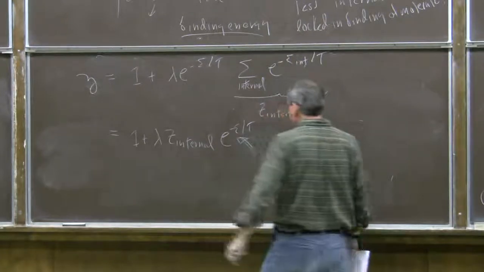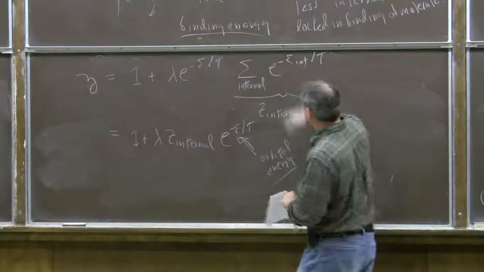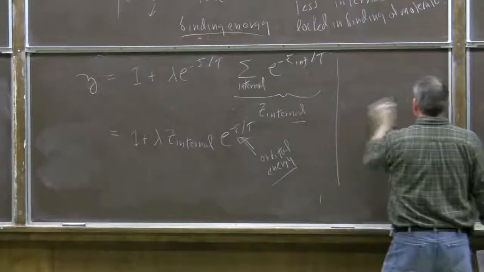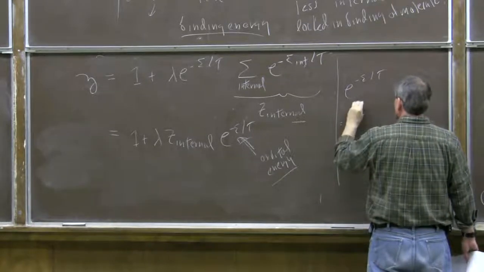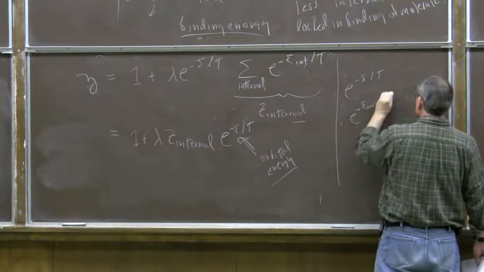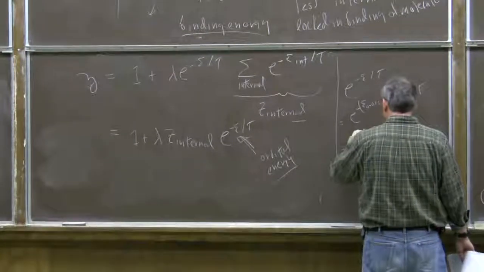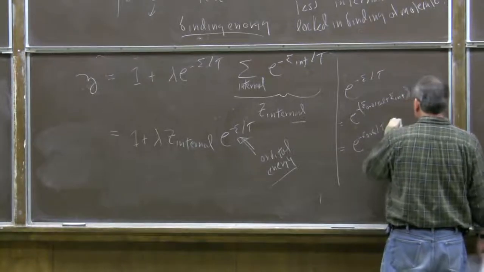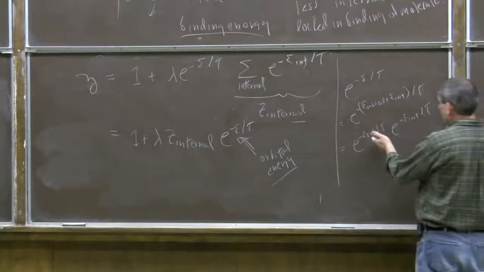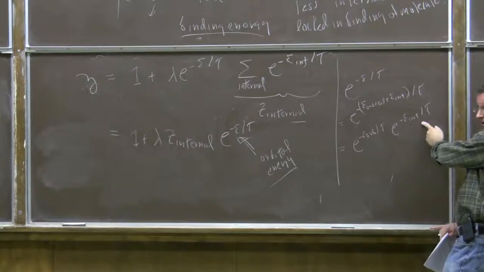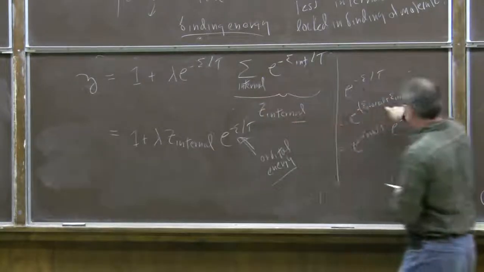Are you multiplying by Z internal, or are you adding Z internal there? I'm multiplying, because Z internal is the sum. So I'm using the fact that I can write e to the minus epsilon over tau as e to the minus the energy of the orbital plus the internal energy over tau, which I can then factorize. So e to the minus epsilon orbital over tau, e to the minus epsilon internal over tau. And then when I sum over all the degrees of freedom, I'm summing over orbitals, but for each orbital I'm also summing over the internal degree of freedom. So it just becomes a factor multiplying this Boltzmann factor depending on the orbital energy.